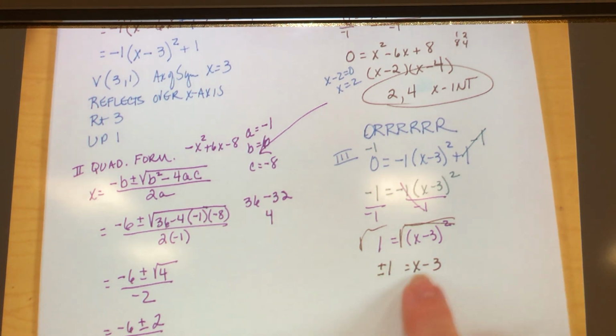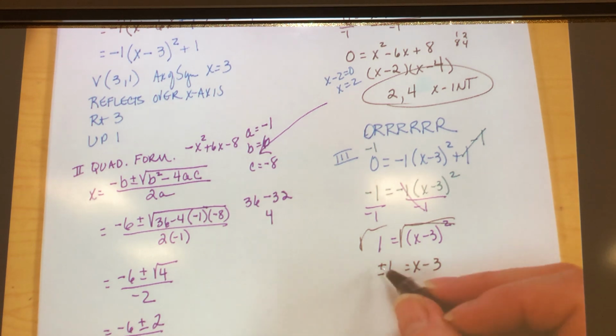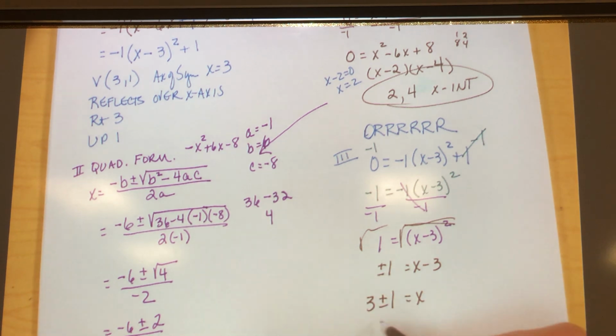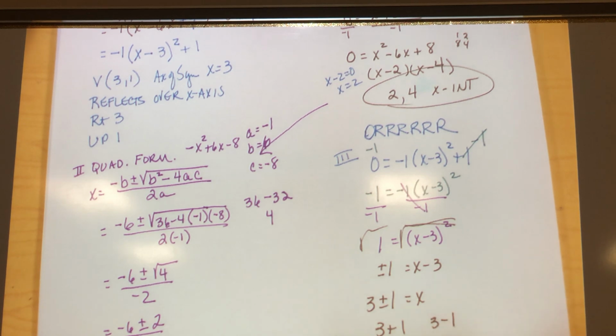And then I'm going to take this little negative 3 and push him over here and change his sign. And x is equal to, I'm really adding it to both sides, guys, but it looks better and it makes you do it better if you put it on the front. 3 plus or minus 1. What's 3 plus 1? 4. What's 3 minus 1? 2.